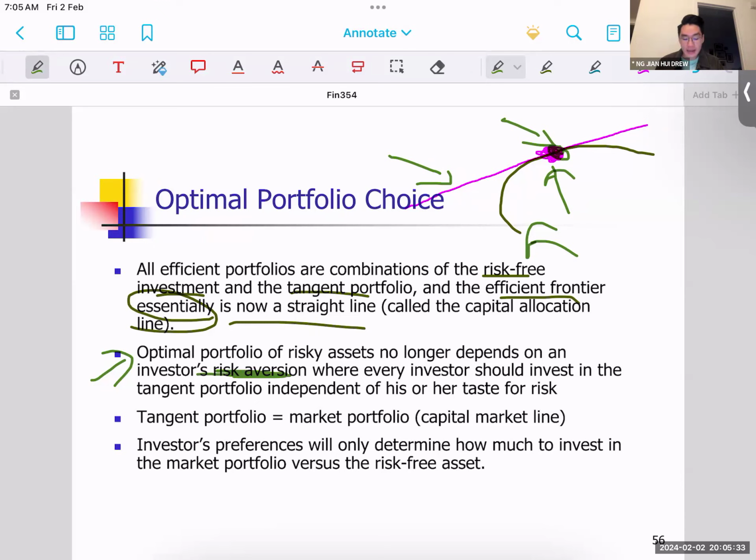So at the end of the day, when you recommend to your investor, what you need to recommend is how much market portfolio you want and how much risk-free asset you want, right? Because the amount of risk-free asset would shift the line that we talk about.